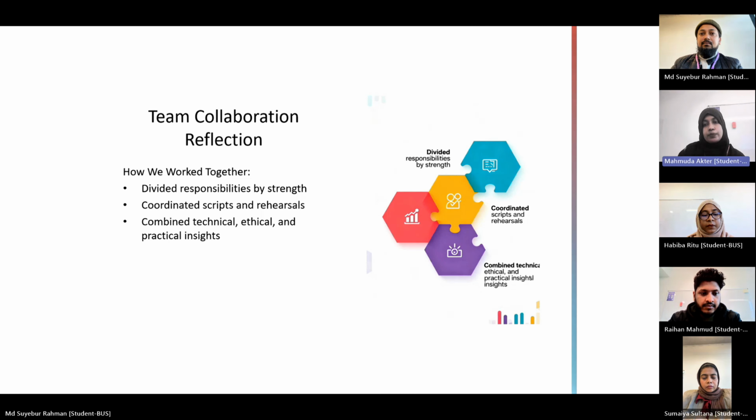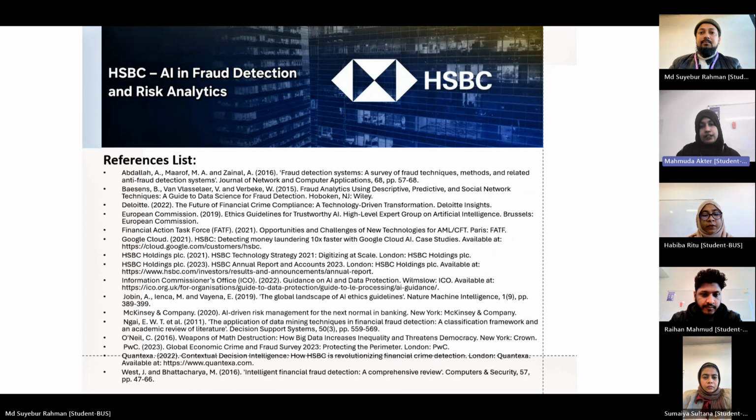Next, the team collaboration reflection. Briefly reflecting on our collaboration, we worked effectively by dividing responsibilities by strengths and coordinating our scripts, just like we are doing now. This allowed us to combine technical, ethical, and practical insights into one cohesive story. Next, here are the references. We are utilizing the Harvard style of referencing in our research.